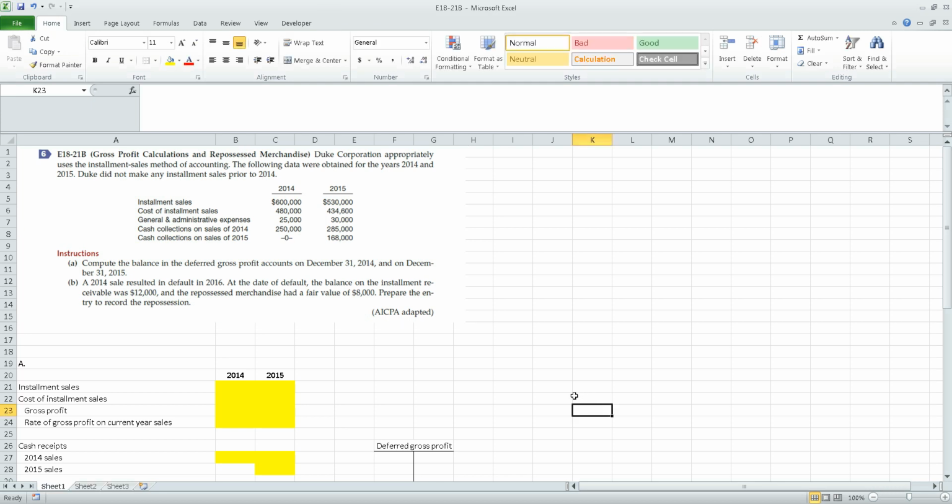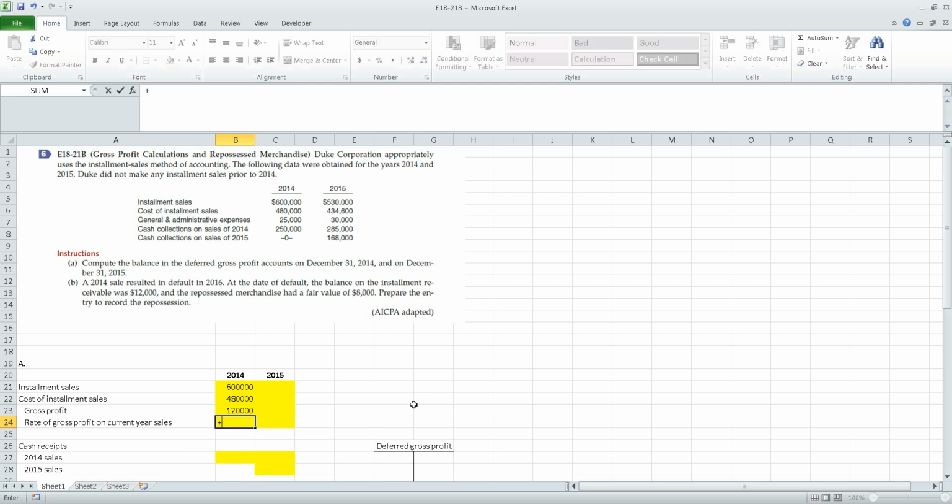Okay, so I'm going to work the problem in a little more depth than what was actually called for in Part A and Part B, just so you'll see the whole big picture. Let's first calculate our gross profit rate on these sales that took place this year. So installment sales in 2014, 600,000. Cost of those sales, 480,000. So the gross profit on those sales, the difference between 600,000 and 480,000, is $120,000.